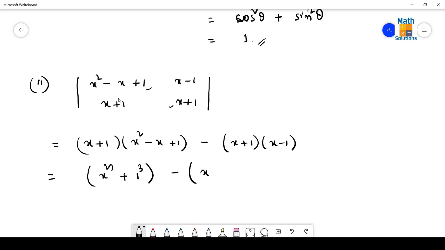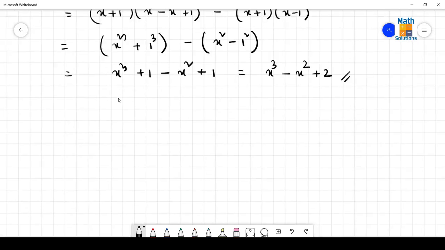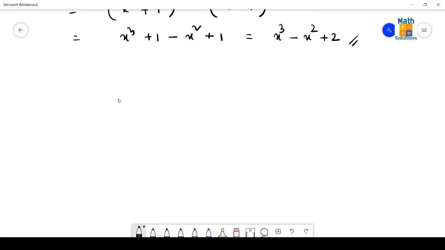Then here again we shall get x square minus 1 square. So here it is x cube plus 1 minus x square plus 1. So the result comes as x cube minus x square plus 2. So this is the answer. Next we shall come to question number 3. So in question number 3 what is said?